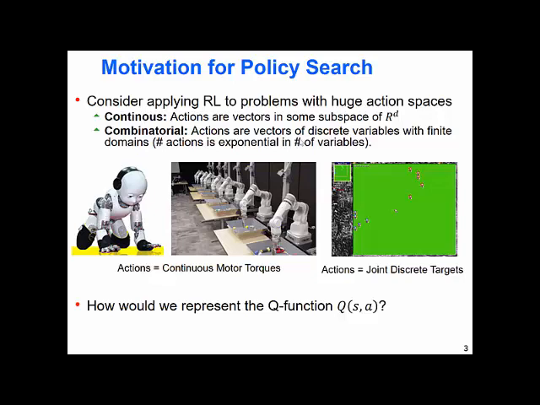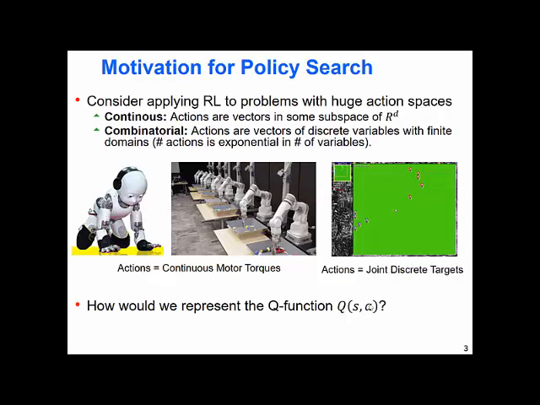Those are combinatorial. You can think of the actions as bit vectors, and any assignment to the bit vector would be an action. And so again, there would be exponentially many actions in terms of the number of bits. And so how would we represent a Q function for something like that? Any ideas how we would do that?